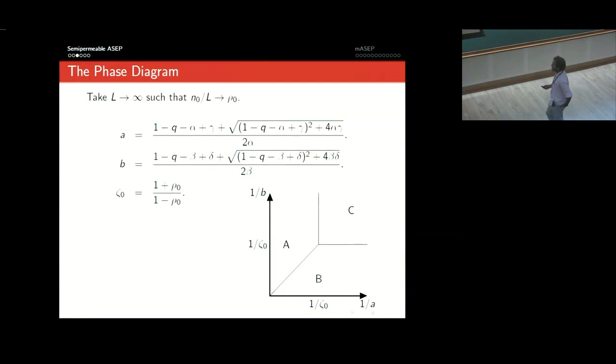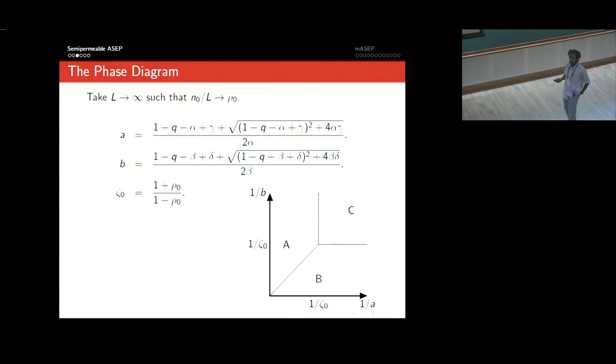Okay, so he manages to compute the phase diagram, and you can see it's highly non-trivial. So you define these two parameters A and B in this way, this horribly complicated form, using all the parameters. And you define this xi naught to be 1 plus rho naught over 1 minus rho naught, where rho naught, so you're taking the limit of the system size going to infinity such that the number of zeros is fixed. I mean, it converges to this number rho naught, which is less than 1. And you get this phase diagram with 3 phases, A, C, and B. And this tricritical point is at 1 over xi naught, 1 over xi naught.